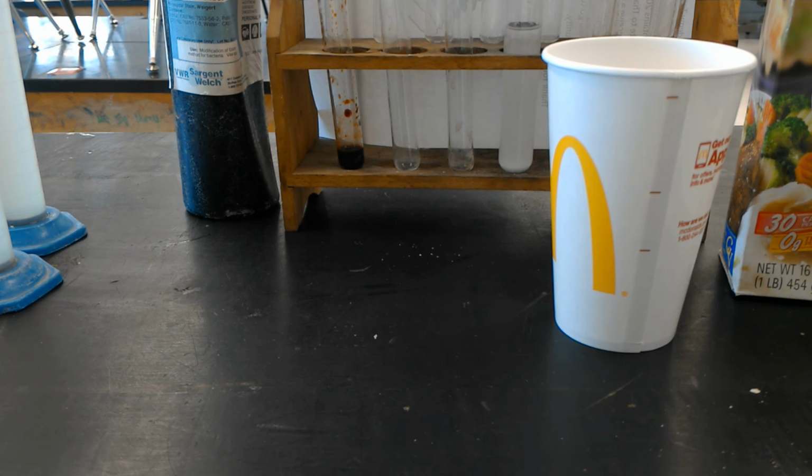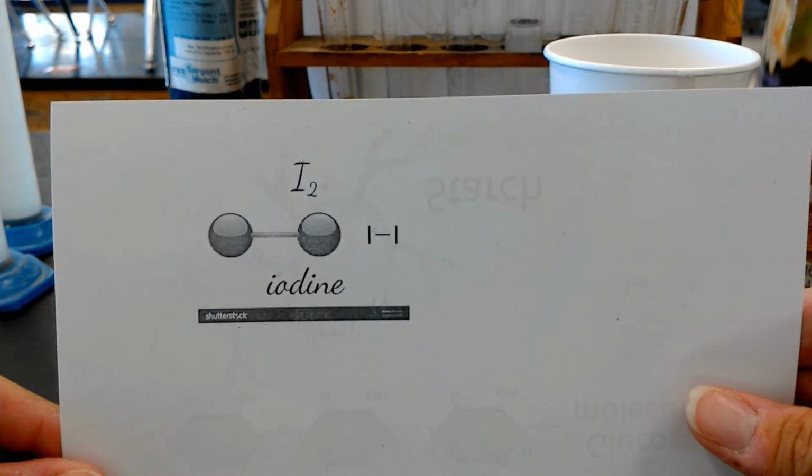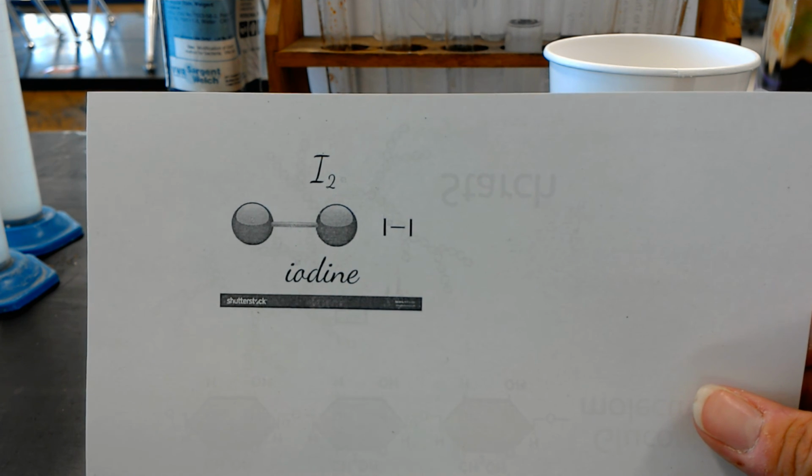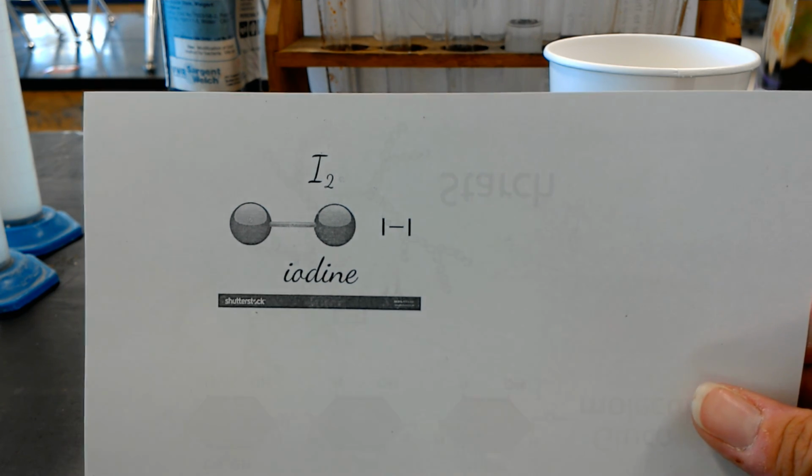First of all, iodine is a pure substance, and this, if you wanted to look at molecular structure, is what iodine looks like. It is just made out of 2 iodine atoms bonded together, so it's a pure substance.